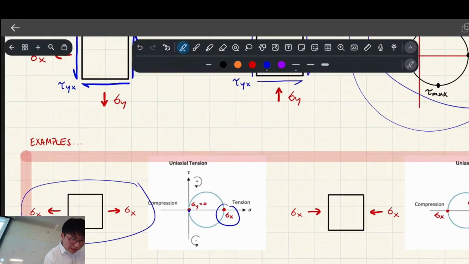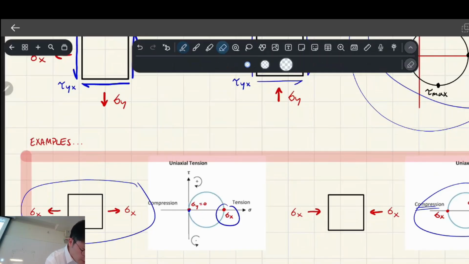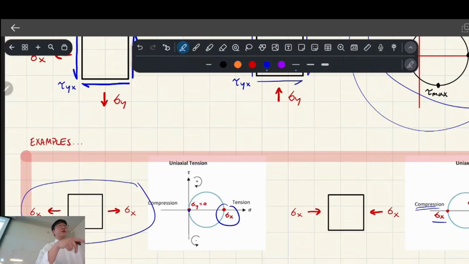What happens in compression? If we're taking compression as going left on the Mohr circle graph, it's going to be plotted like this. Again, there's 0 y direction stress. So we can just plot it at 0 and then the negative number, and then connect the circle.